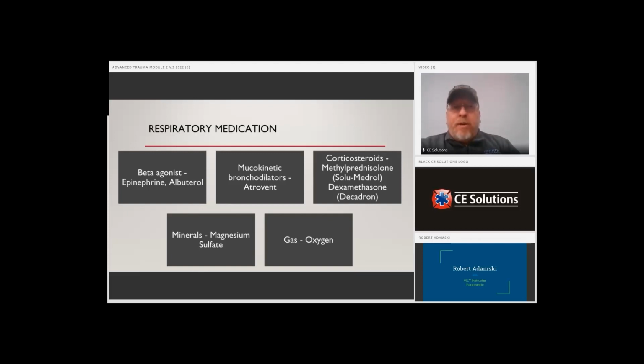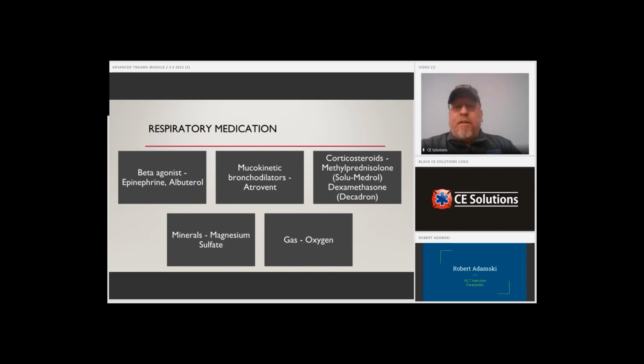Then you have the mucokinetic bronchodilators, which also dilate the bronchioles and the bronchi, but they work in a different manner. An example would be Atrovent. Oftentimes those drugs will be used synergistically together, such as with Combivent, which has both albuterol and Atrovent. In addition, you have corticosteroids, which are very powerful drugs with a really strong anti-inflammatory property. Examples of those would be methylprednisolone or dexamethasone.